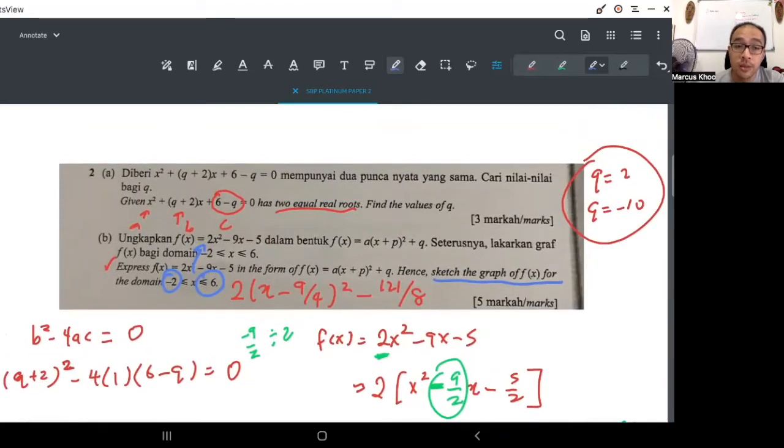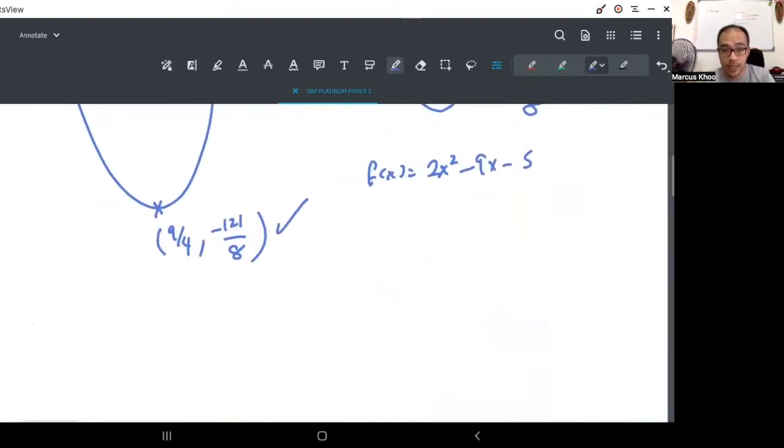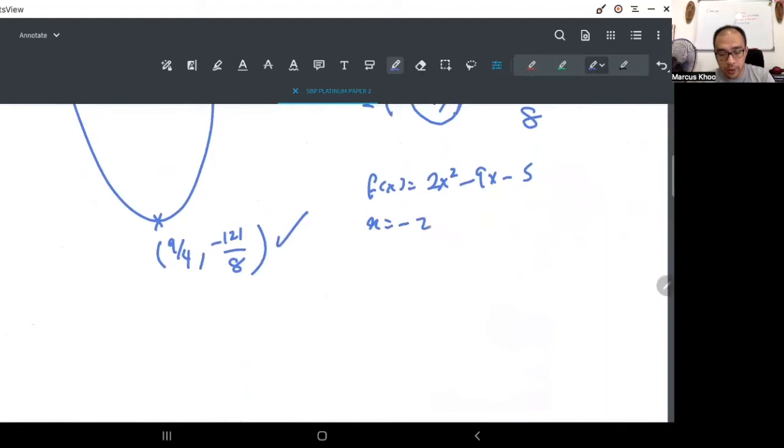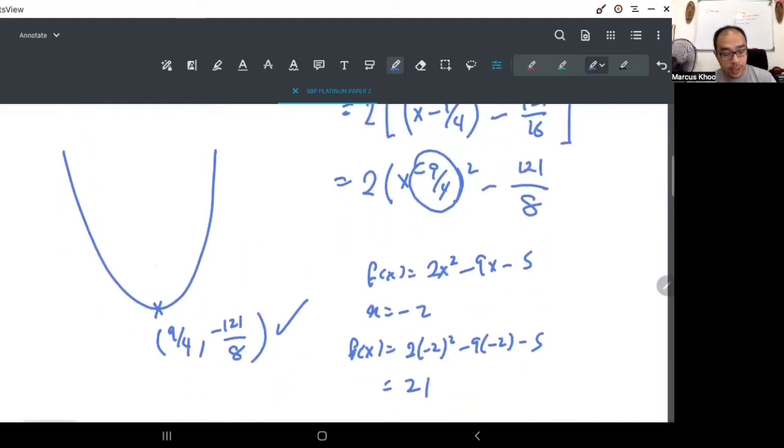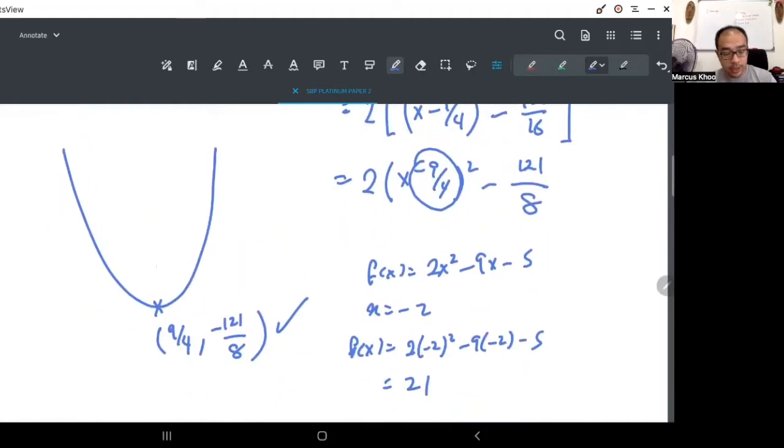Okay, so the first thing is we need to find two other points. So you substitute x equals to negative 2 first. Okay, so x equals to negative 2, you get fx equals to 2 times negative 2 squared minus 9 times negative 2 minus 5. Okay, so you will get about 21. Okay, so let's say I draw this, negative 2. 9 over 4 is 2.25. Okay, so something like this maybe.